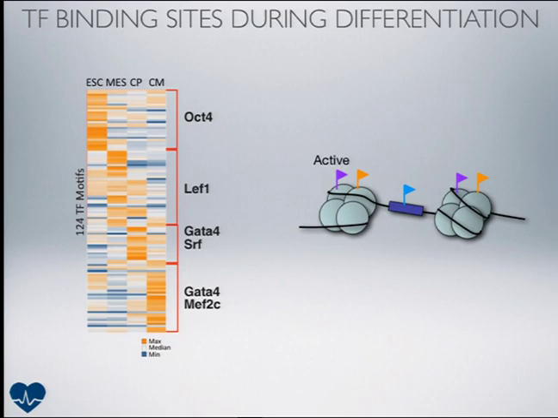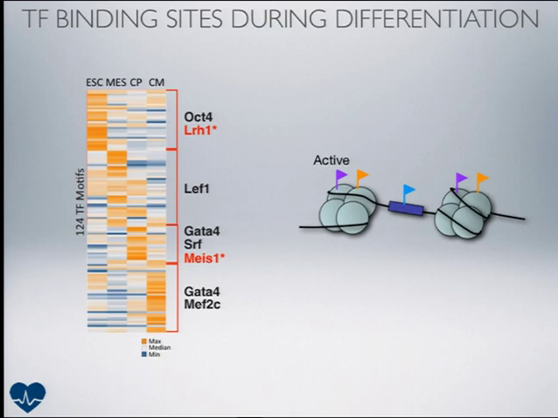And it was very satisfying to see that we could find stage-specific transcription factor binding site signatures within these enhancers, and that we could identify binding sites for the transcription factors that we expect to be there. So for example, OCT4 in embryonic stem cells, LEF1 in mesoderm, GATA4 and SRF at the cardiac precursor stage, and GATA4 again with MEF2C at the cardiac myocyte stage. But what was especially interesting is that we were able to identify binding sites for factors that we didn't anticipate seeing, or that we didn't know were involved in transcription of enhancers in these particular cells. So for example, LRH1, we found binding sites for in embryonic stem cells.